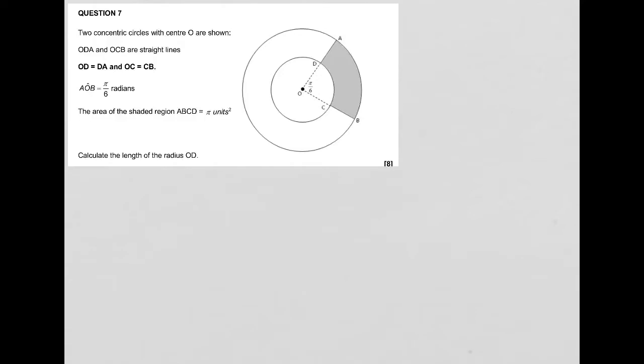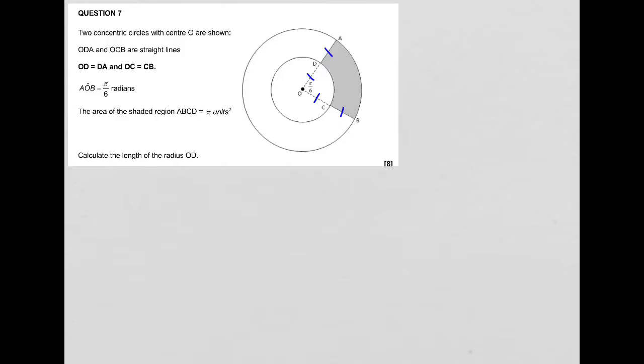Right, question 7. 2 concentric circles with the center O are shown. ODA and OCB are straight lines. That's just to imply that they are the radii of the circle. You can use ODA for the radius of the big circle, and OD is the radius of the small circle. OD equals DA, and OC equals BC, and they're obviously all equal to each other because OD is equal to OC because it's a radius.